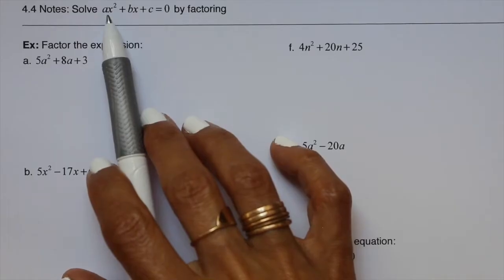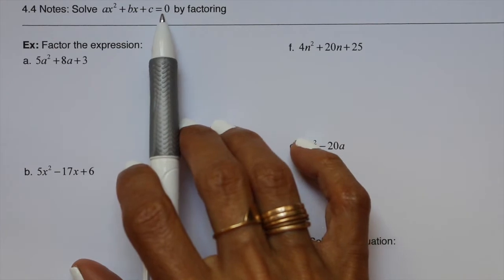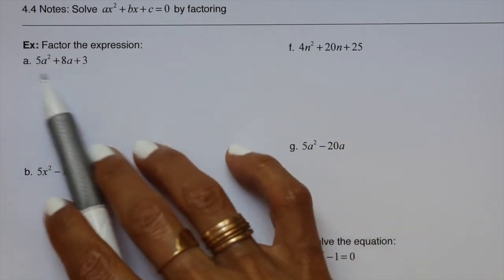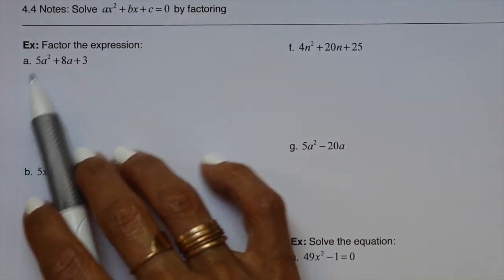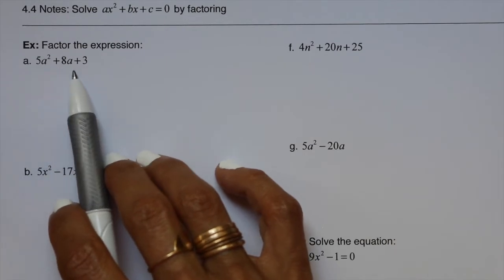In this lesson, we're going to solve equations of this form by factoring, but before we do so, we're going to practice factoring some trinomials. So part A, we have 5a squared plus 8a plus 3.